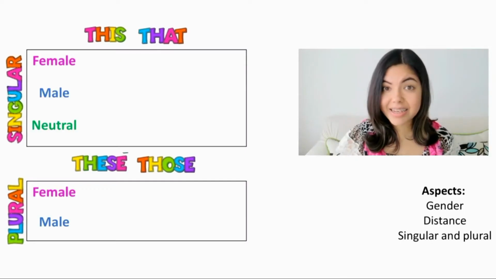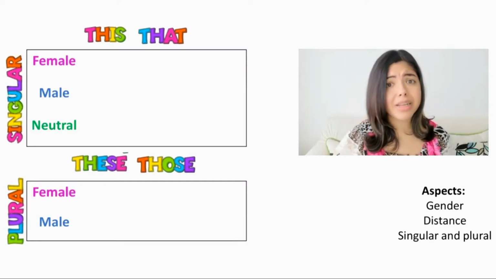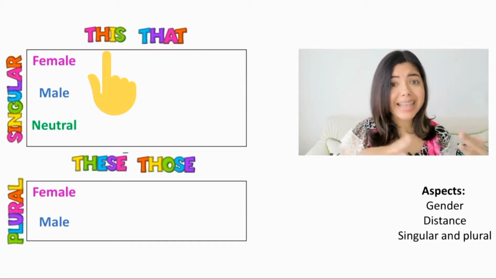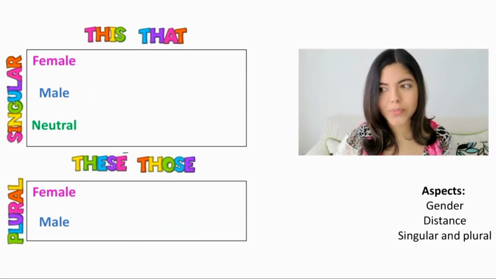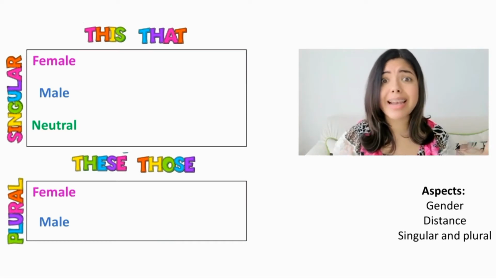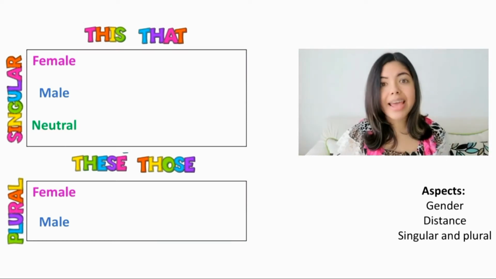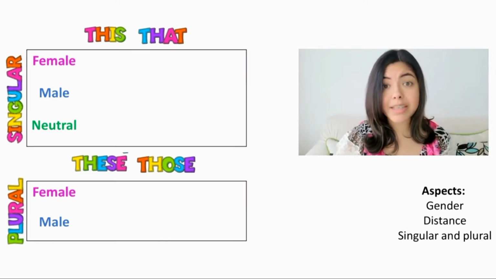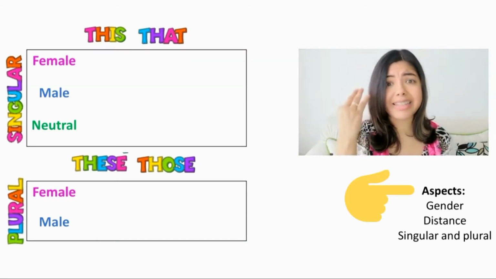Well, in English, there are four demonstrative pronouns: this, that, these, and those. But in Spanish, it's a little different. Why? Well, it's different because in Spanish, we need to think in three aspects.